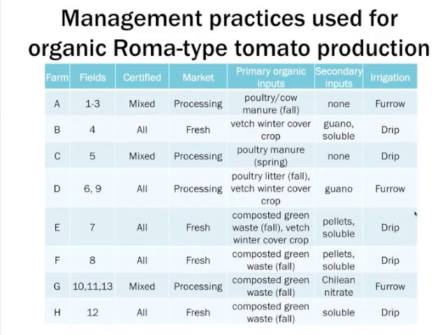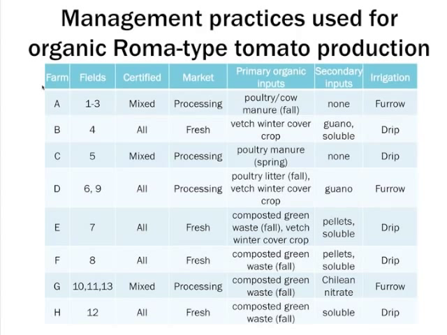The management practices used across these 8 different farms were quite different. You'll see that I have the farms listed from A to H over here on the left. 3 out of the 8 farms used a winter cover crop. In all cases, it was vetch. 3 out of the 8 used a source of animal manure, mostly poultry. And half used a composted municipal green waste.